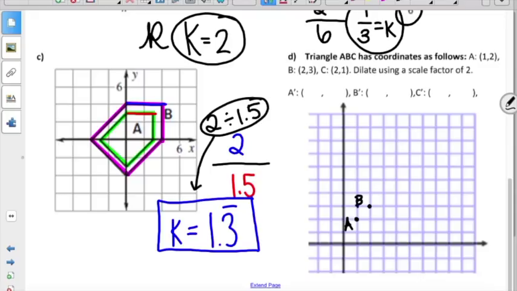For point B, 2, 3, if we multiply both of those numbers by 2, 2 times 2 is 4, 3 times 2 is 6. So our new vertex for B prime is going to be 4, 6. Go over 4, up 6. Label it B prime. And our last one, C, is 2, 1. Multiply both of those by our scale factor of 2. 2 times 2 is 4, and 1 times 2 is 2. Plot C prime, go over 4, up 2.